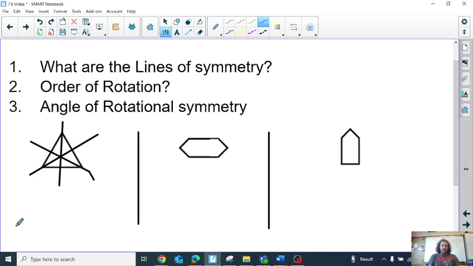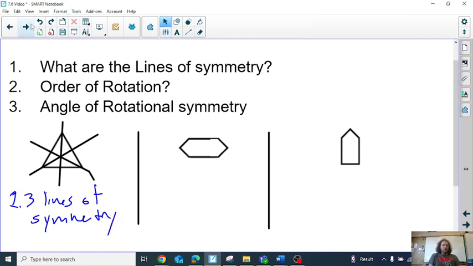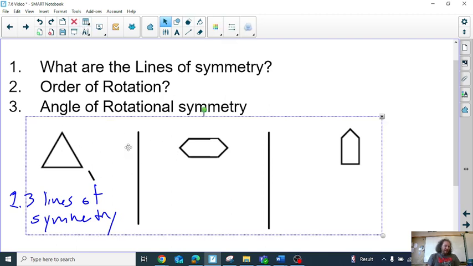So we would say that this has 3 lines of symmetry. Great. What about the order of rotational symmetry then? What is the rotational symmetry of this shape, or in how many ways can I partially turn this shape to make it look the same as it did previously before getting back to where I started?